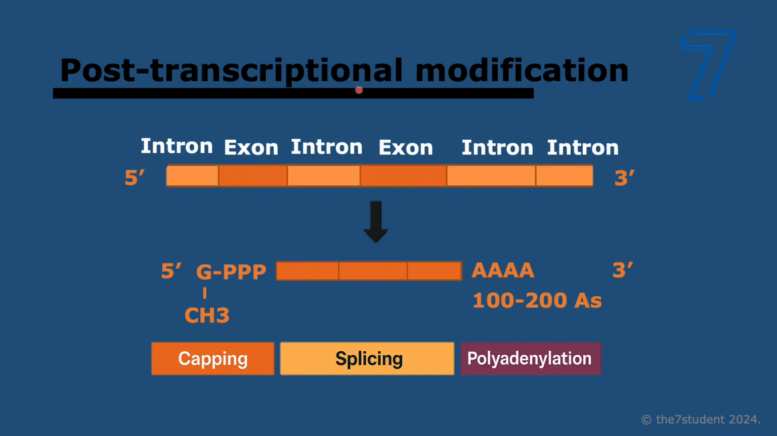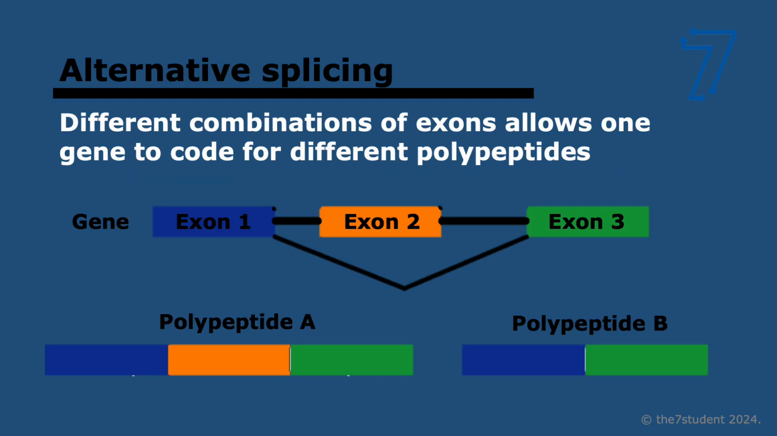And then we also remove the introns. Remember we said introns are found in a gene and they're non-coding. So we remove these, okay? That's quite important. Otherwise, we won't form a mature mRNA. But there's more, because the introns allow for a very interesting thing, which is alternative splicing. So this allows multiple polypeptides to be made from one single gene.